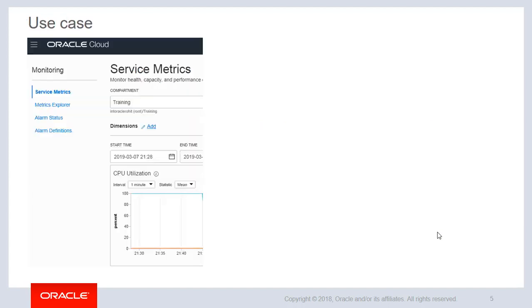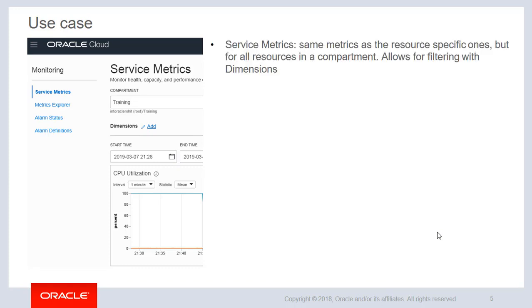Well, the first use case is if you access the monitoring service, you see these different tabs. The first one is called Service Metrics, and Service Metrics basically surface the same metrics as the resource specific ones, but for all the resources in a compartment. So this gives you a compartment wide view. And this particular view also allows you to filter the results with something called dimensions. We will look into that.